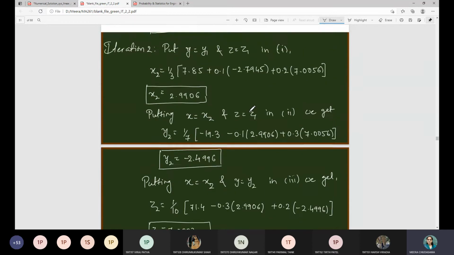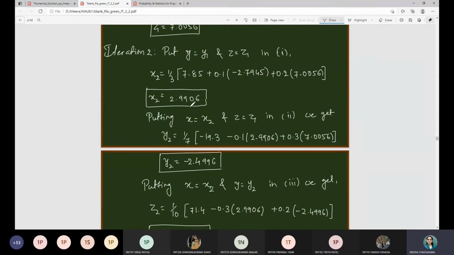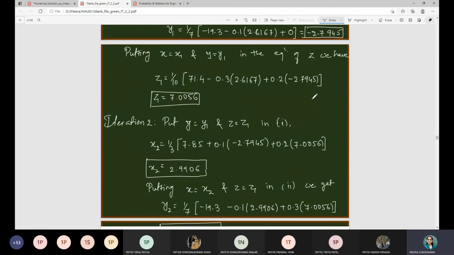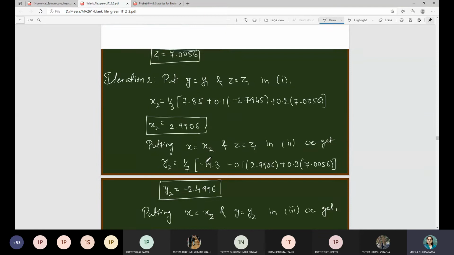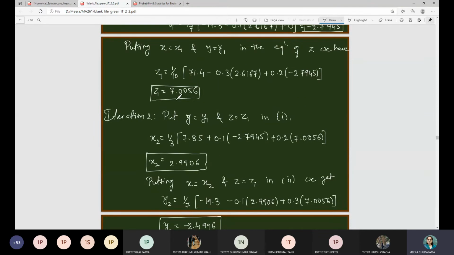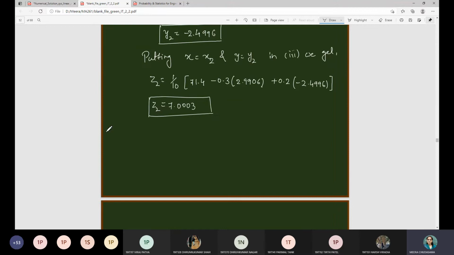Let us observe the previous evaluated value. X1 is 2.6167, X2 is 2.99. So yet there is a difference. Y2 is minus 2.79, minus 2.49. So there is a difference of 0.3, we can say, and 7.0056, 7.0003. So that difference is negligible, but because of this X and Y variable, we have to go for the third iteration, right? So iteration 3.